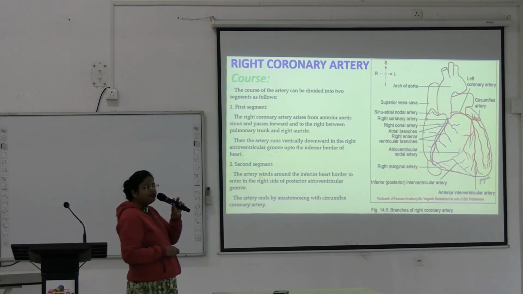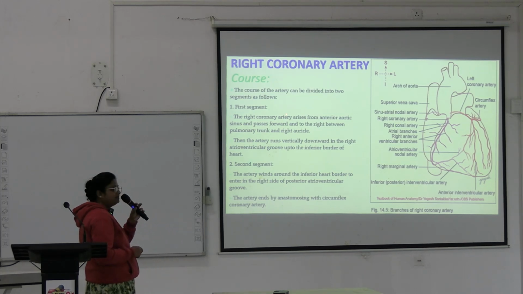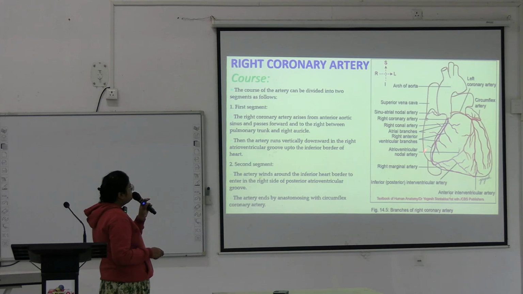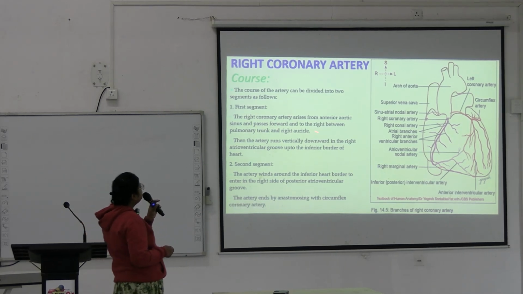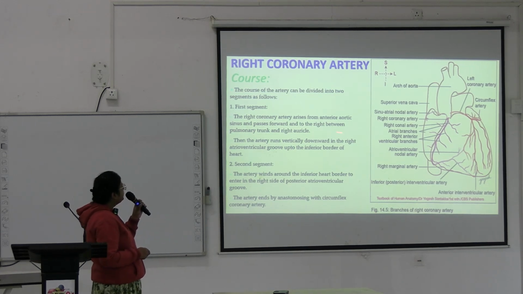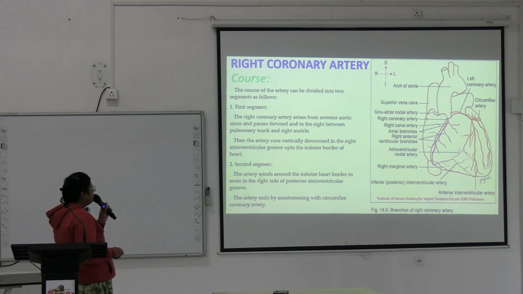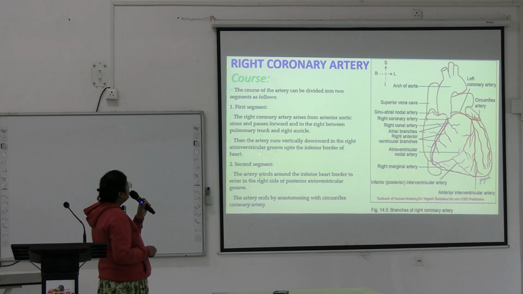So what is the course of the right coronary artery? The course of the artery can be divided into two segments, first segment and second segment. Up to this inferior border is the first segment, and on the posterior aspect, this part is the second segment. In the first segment, the right coronary artery arises from the anterior aortic sinus and passes forward and to the right between the pulmonary trunk and right auricle. Then the artery runs vertically downward in the right atrioventricular groove up to the inferior border of the heart. So from this origin up to this level is the first segment.